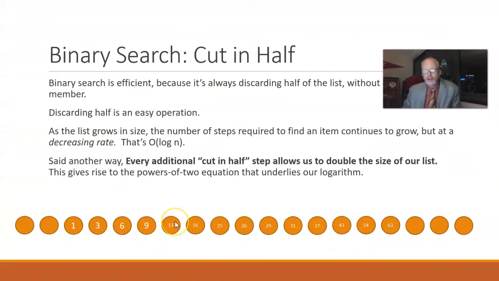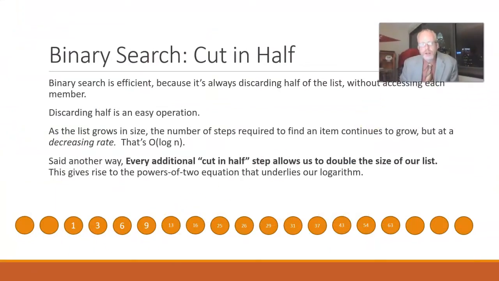Now, because we're constantly cutting the list in half and discarding it, this binary search becomes a very efficient operation, because it's easy to just cut the list in half and discard half of it. And as the list grows in size, it will take more time to process the list, but that growth is increasing at a decreasing rate. So said another way, every step where we cut the list in half allows us to double the size of our list, and that gives us this powers of 2 equation that underlies our logarithm.